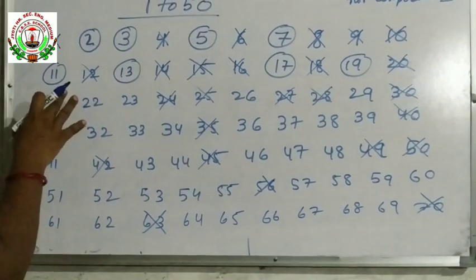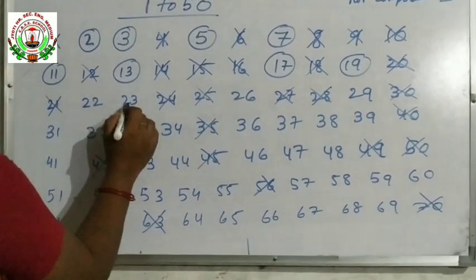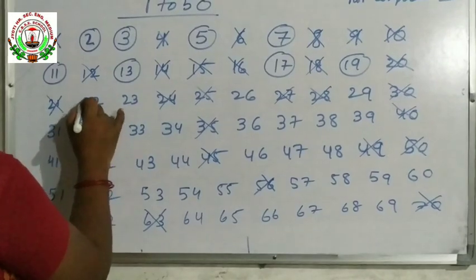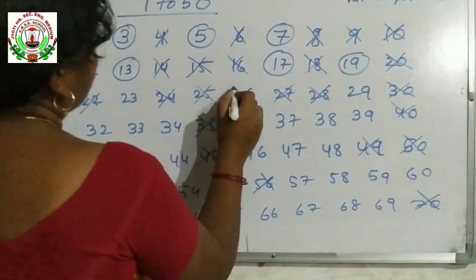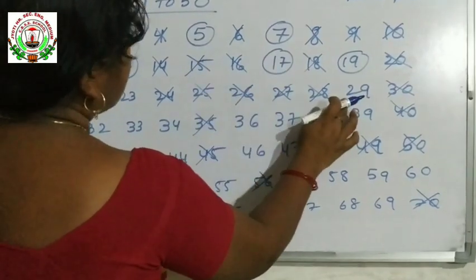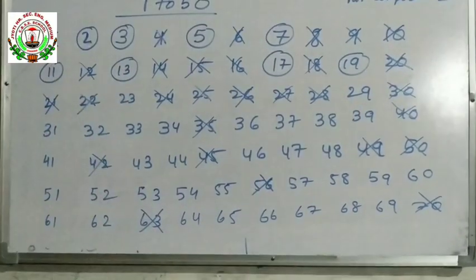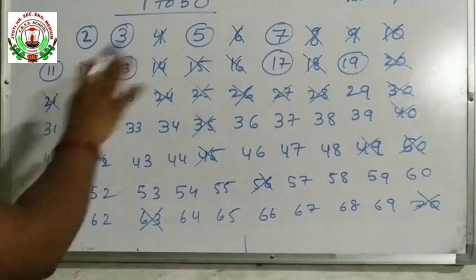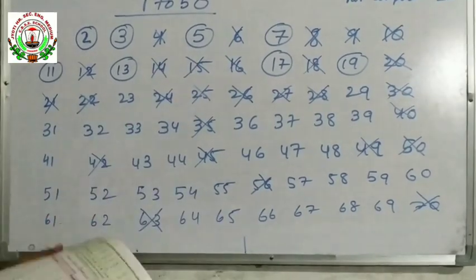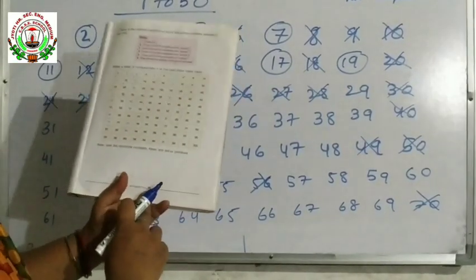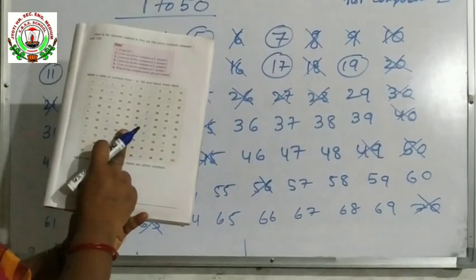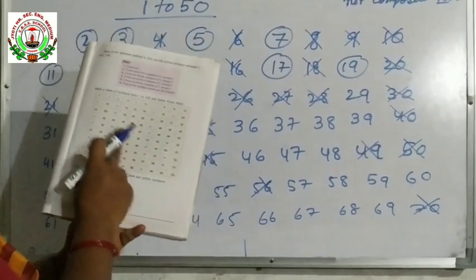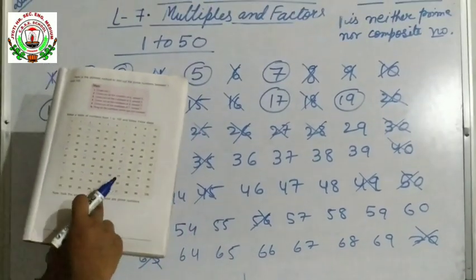If we go further, we will see that 23 is also a prime number, 22 is a composite number, 26 is also a composite number, and 29 is a prime number. Understood? So 1 to 30 we will do like this. It is given in your book, on page number 65. You will see clearly that the number that is crossed out is a composite number, and the one in the circle is a prime number.